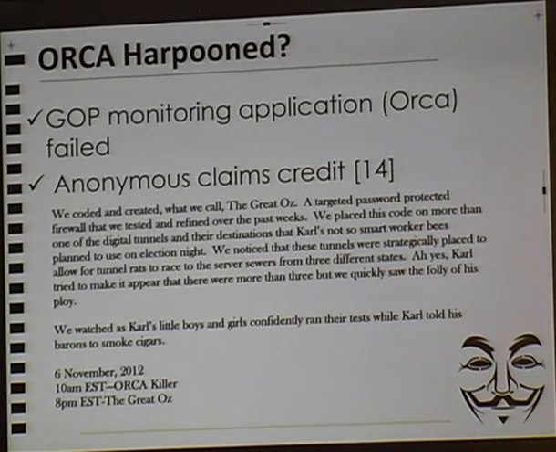Although there is no evidence to back this claim, hacktivist organization Anonymous claimed to be responsible for the infrastructure failures of Orca by creating an attack that they called the Great Oz, awesome name, which purported to be using a targeted password protected firewall that they installed on all of the Orca gateway servers to disrupt traffic flows. So.